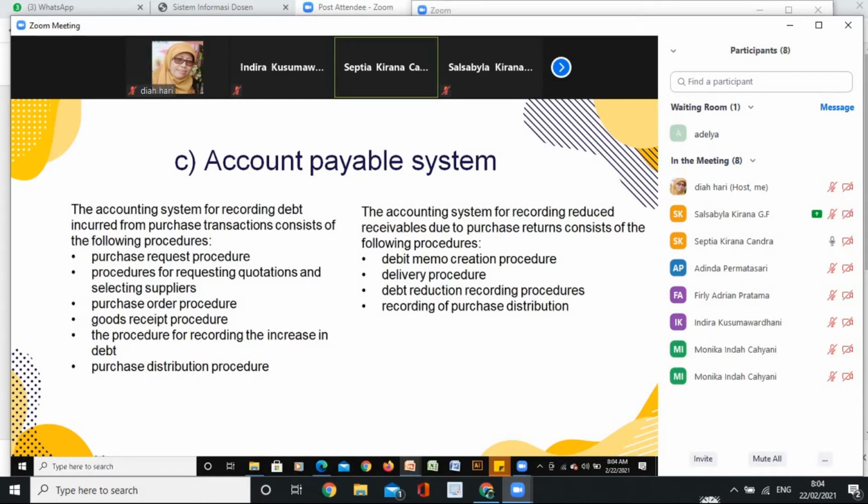The accounting system for recording reduced payable due to purchase return consists of the following procedures: debit memo creation procedure, delivery procedure, debt reduction recording procedure, recording of purchase distribution. Next.